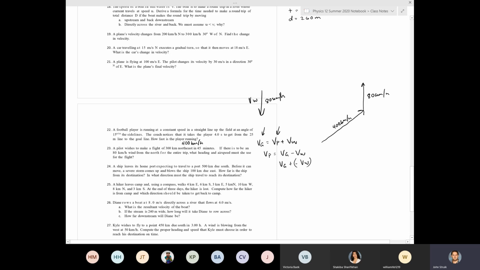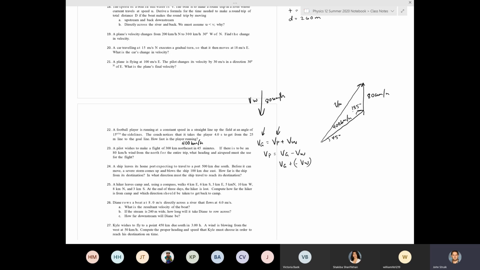I'm making it longer than it has to be because 80 versus 400 is very small, but I need it big enough to show that angle. So that's 45 degrees. If that's 45 degrees, this is 45 degrees, that's 90. So this is 135. And then you can use the cosine law to solve for the VP. This is the way you do it in vectors.